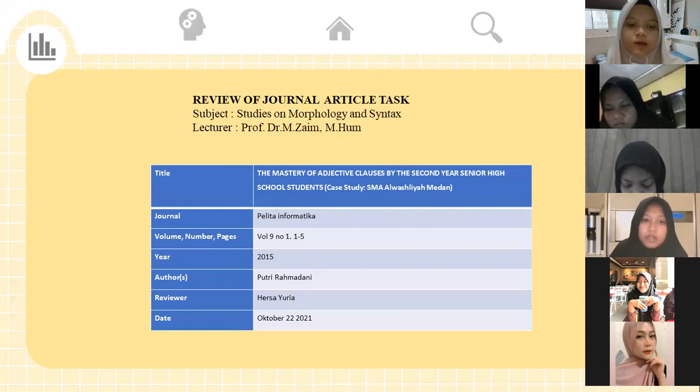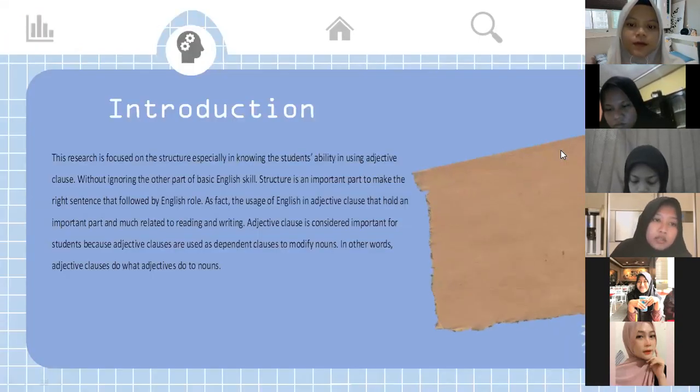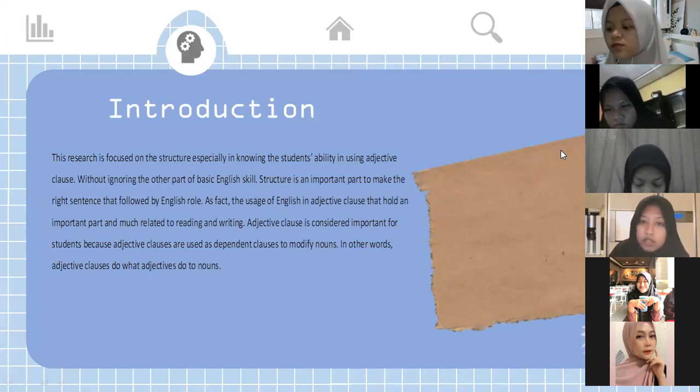Author Putri Andani. The reviewer is Mira Hersa Yuria, and the date was October 22, 2021. Introduction. This research is focused on the structure, especially in knowing the student ability in using adjective clause without ignoring the other part of basic English skill.